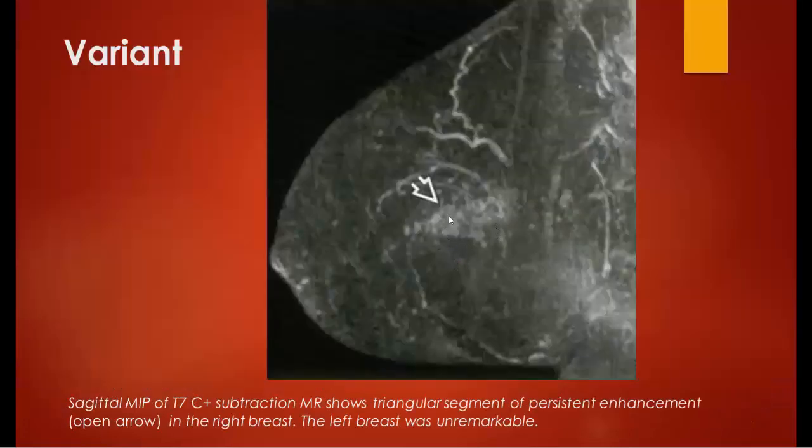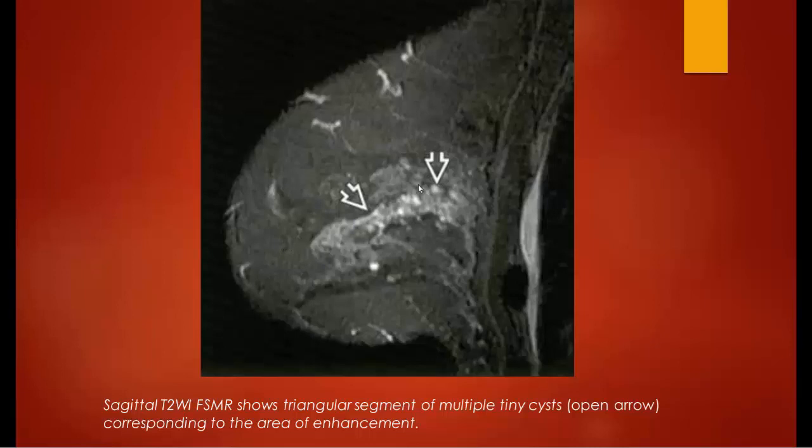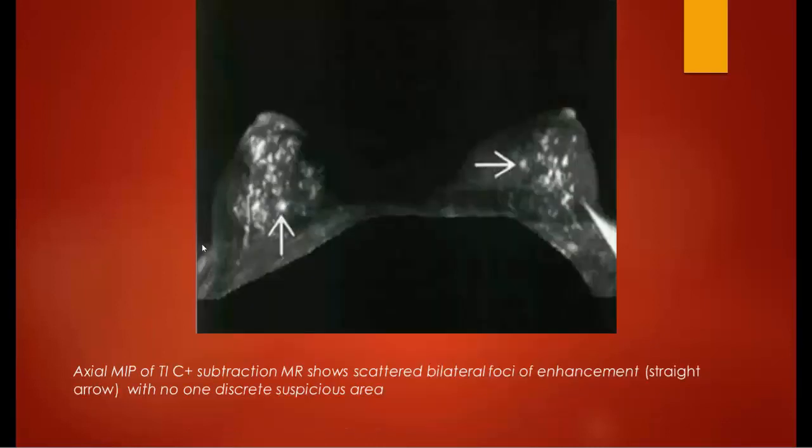Triangular area of enhancement, persistent enhancement, T1 with contrast. A triangular segment of multiple tiny cysts in T2 corresponding to area of enhancement, fibrocystic change. Axial MIP shows scattered bilateral foci of enhancement, no suspicious area.